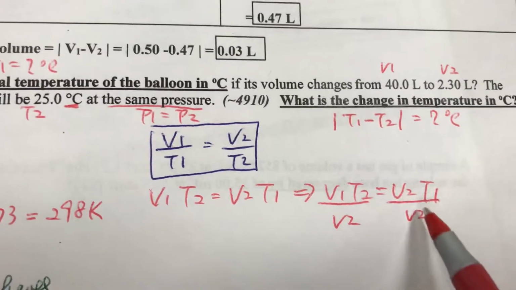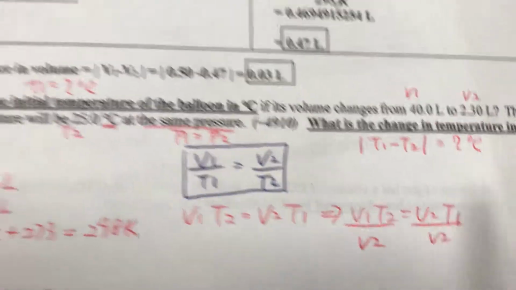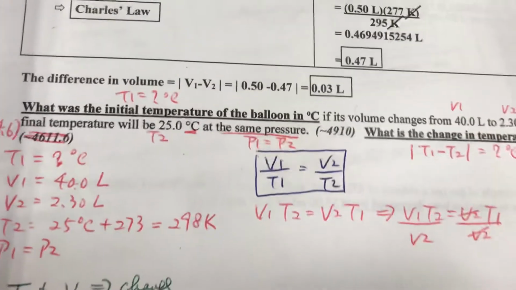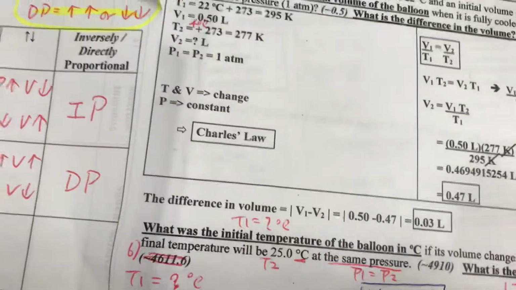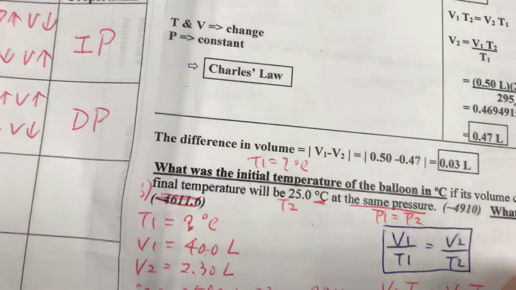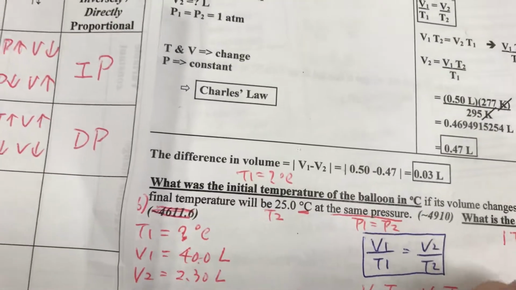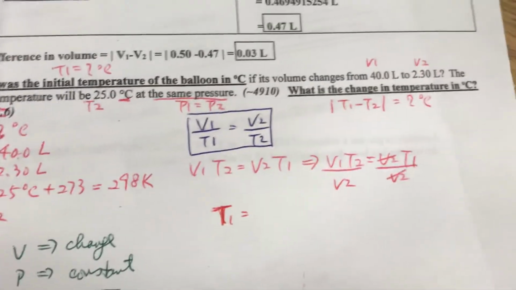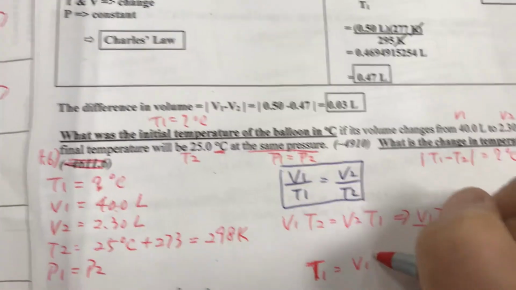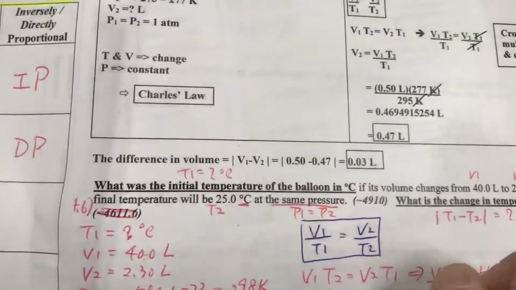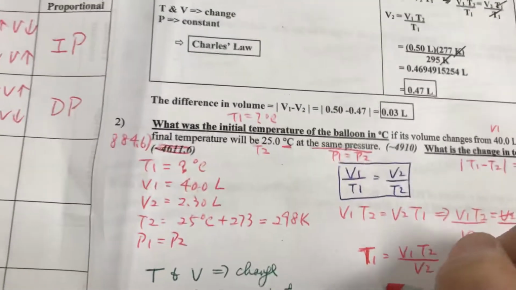I'm looking for my T1, right? So I have to get rid of V2. How can I get rid of it? Divide V2 on both sides. Okay, so after that, I will isolate my T1 by itself. So my T1 will equal V1 times T2 over V2.